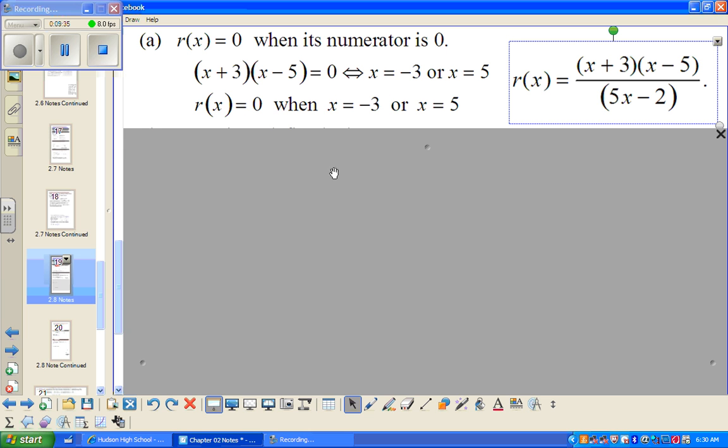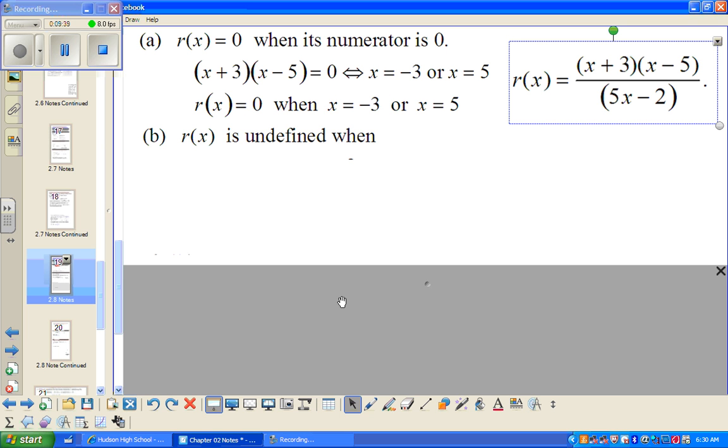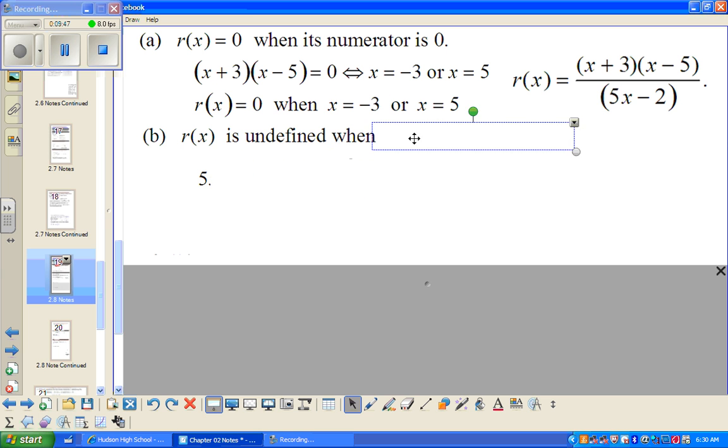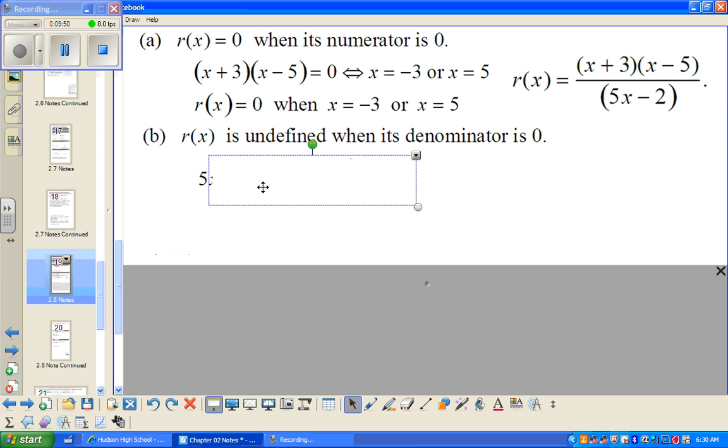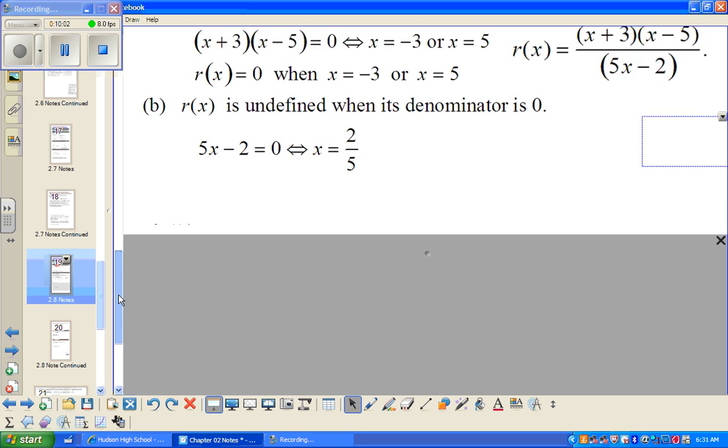So the second question was, when is the function going to be undefined? When the denominator is equal to 0. So 5x minus 2, when does that equal 0? Give you a chance to answer it there. X equals 2/5. So then we're asked, when is it positive and when is it negative?